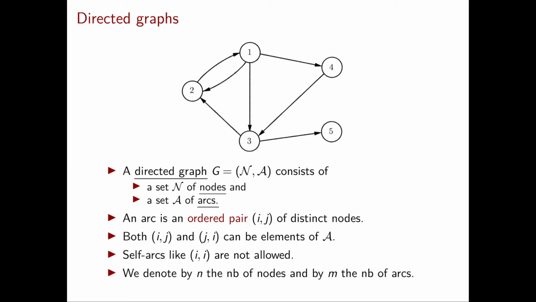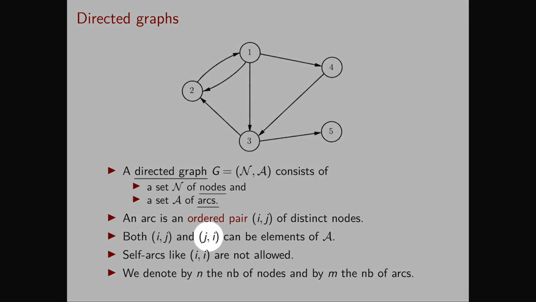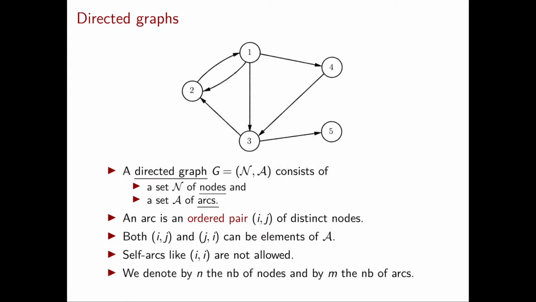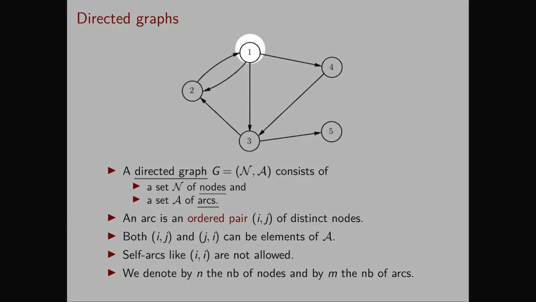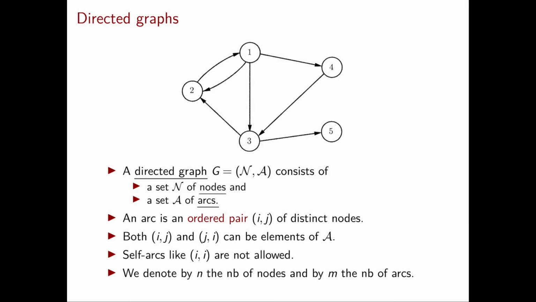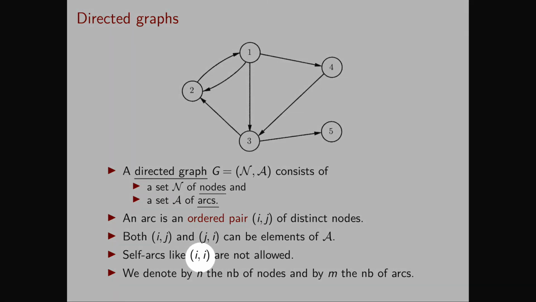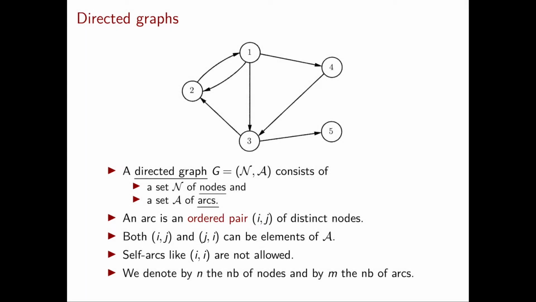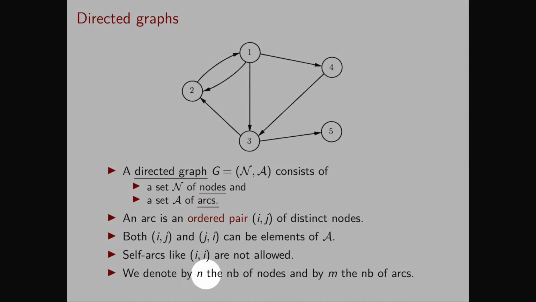So as opposed to the undirected case, in a directed graph, both (i, j) and (j, i) can be arcs. In our example, we have the arc (2, 1) and the arc (1, 2). This now makes sense because these two objects are different. Like in the undirected case, also here, arcs that contain twice the same node are not allowed. Also here, we're going to use the same notation regarding the number of nodes and number of arcs in a directed graph. We're going to use n to denote the number of nodes, and we're going to denote by m the number of arcs.